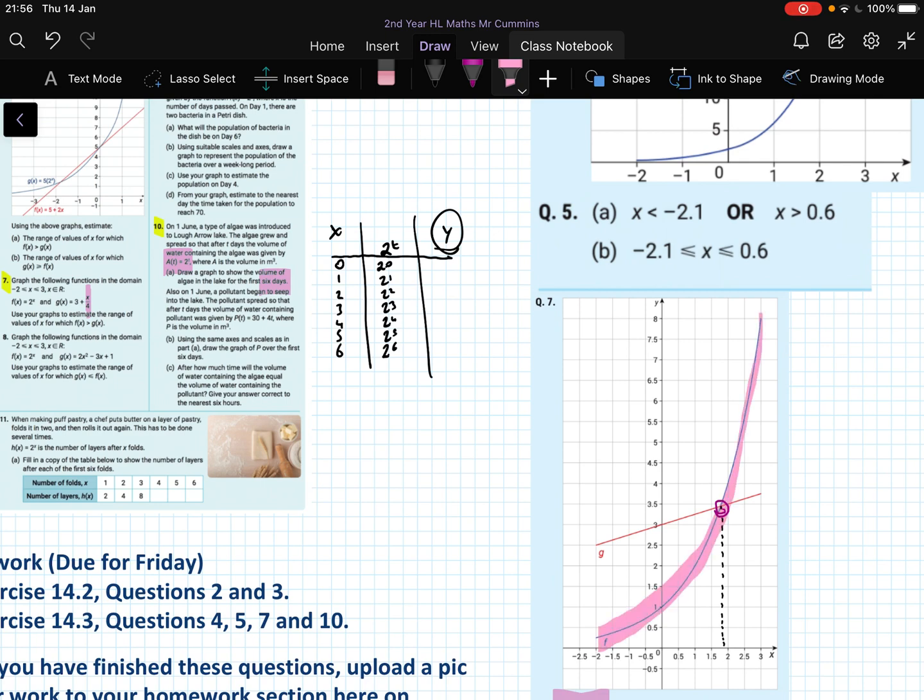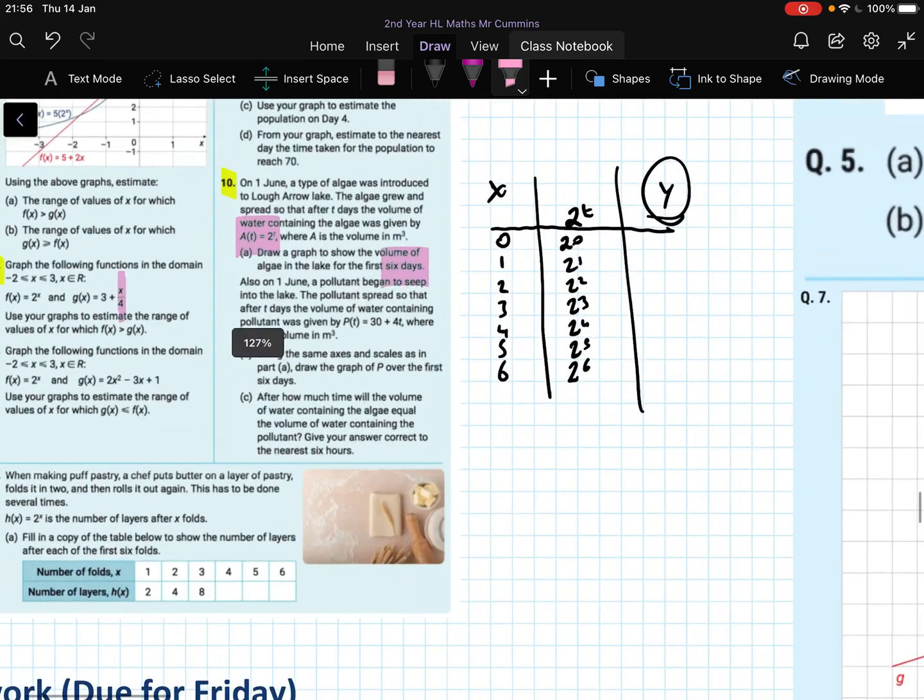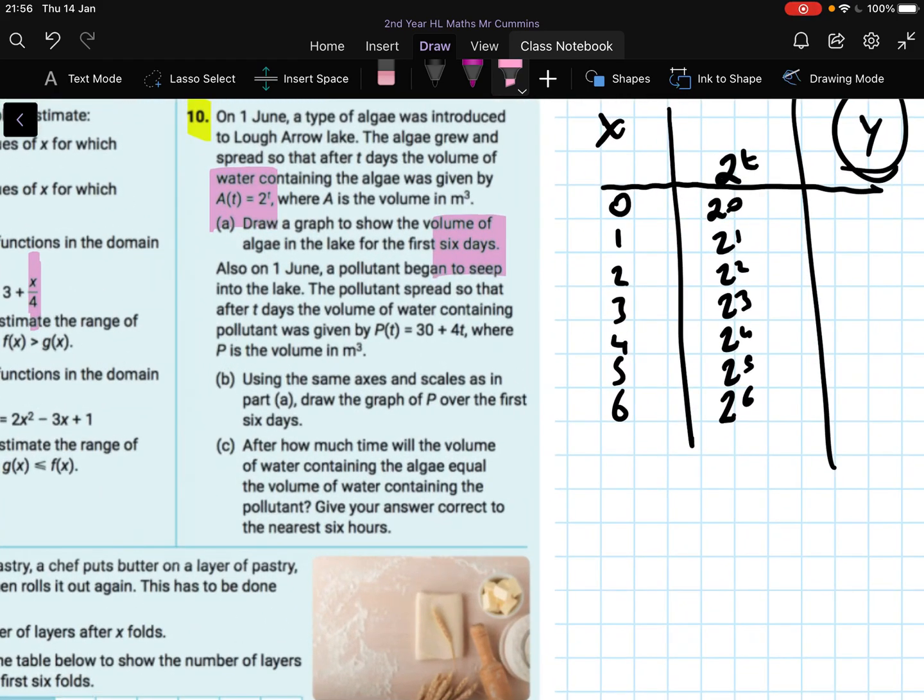Okay. Now, also on the 1st of June, a pollutant began to seep into the lake. Never good. The pollutant spread so that after t days, the volume of water containing the pollutant was given by a different function, P(t) equal to 30 plus 4t, where P is the volume in meters cubed, the same way A was earlier on. Use the same axes and scales, and draw the graph of P over the first 6 days.